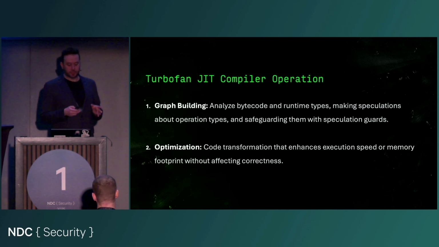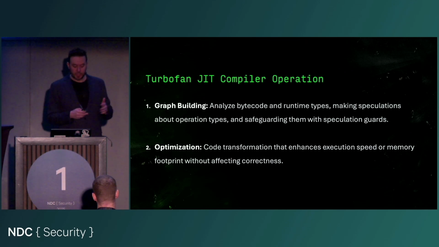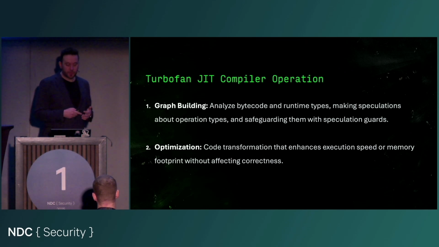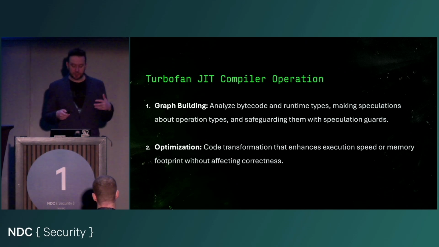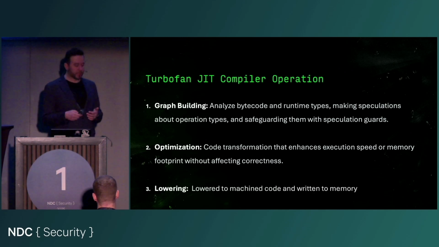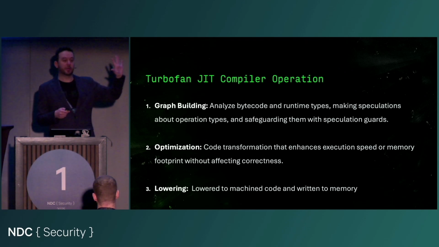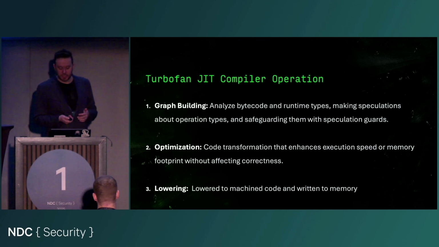Whenever we have built our graph, we can start optimizing code with the JIT compilers. It basically transforms and optimizes the original bytecode into more optimized code in memory without affecting correctness. And the last phase, called lowering, basically writes the optimized code into memory. That's how TurboFan works in 3 steps.